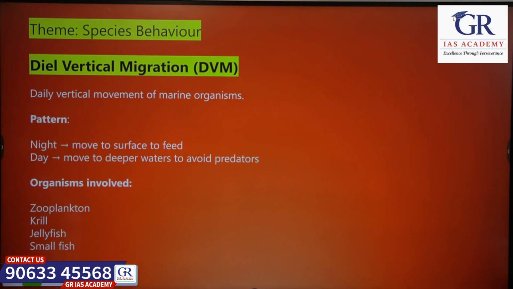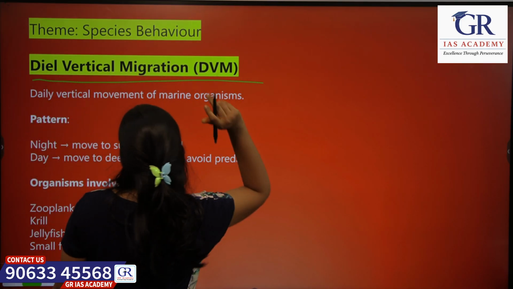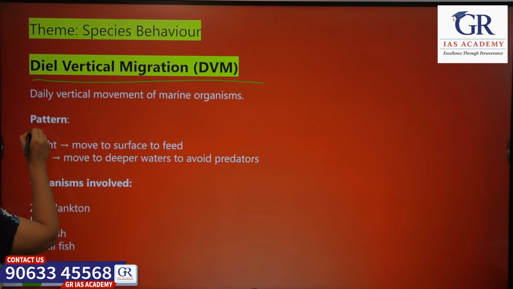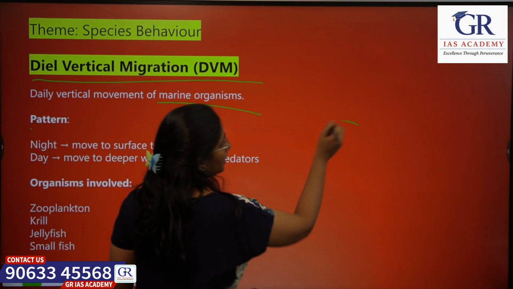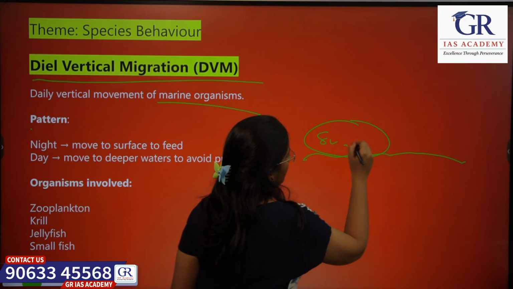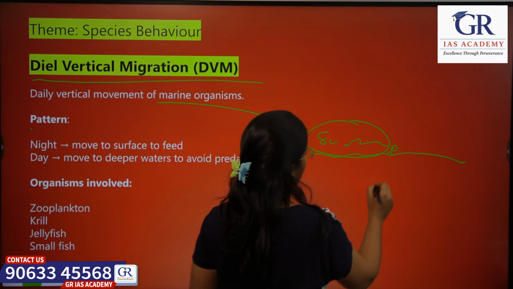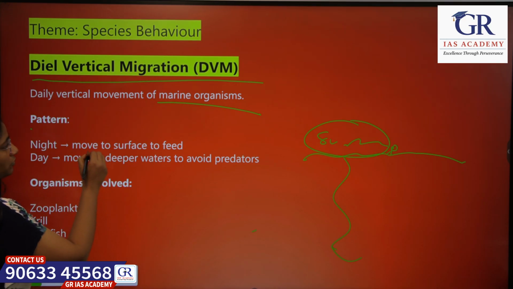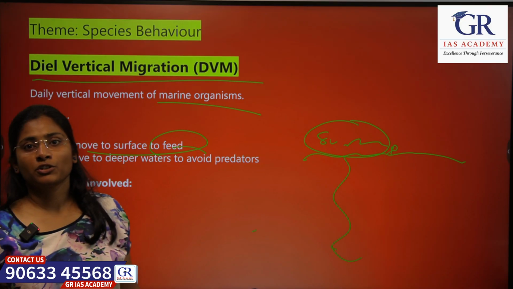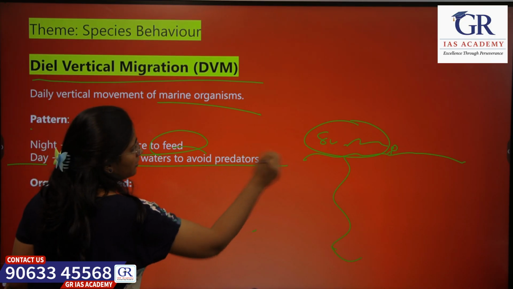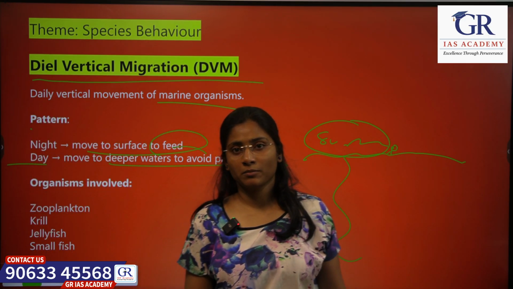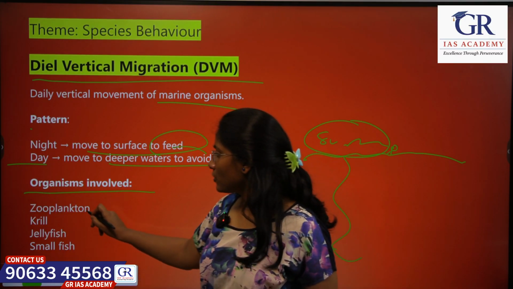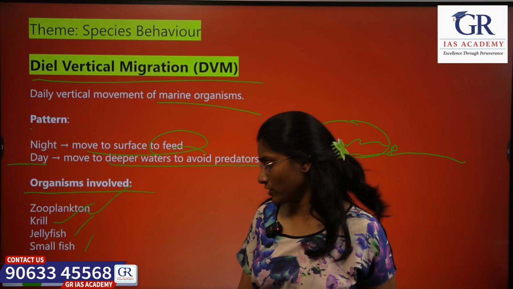Just now we said one of the migration types is diel vertical migration. So what is diel vertical migration? In search of food, every day organisms move to the top of the surface. They feed on the plankton, they feed on the food and then they go back. This is called diel vertical migration. At night they come to the surface to eat food and then they go to deeper waters to avoid predators. Our examples are zooplankton, krill, jellyfish and small fish.